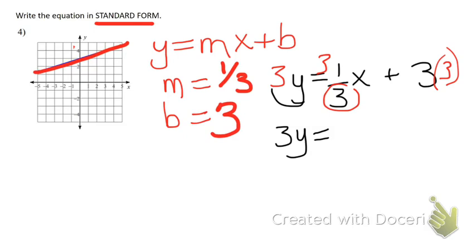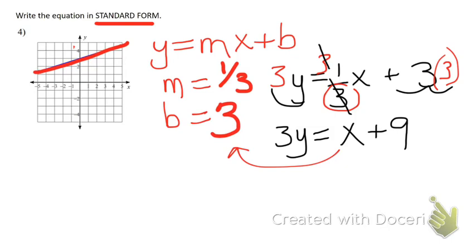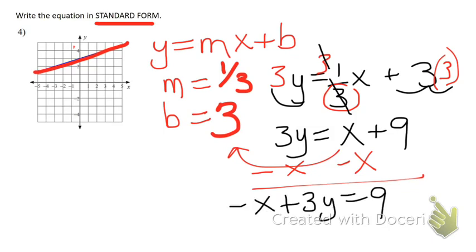For the x term, I have 3 times 1/3 x. You're multiplying by 3 and you're dividing by 3, so those cancel, and you get 1x, or just x. And then 3 times 3 is 9. Okay? Move the x term to the other side, so you can move it over and make it negative if you want to, or do the opposite. This is a positive x, so I'm going to subtract x on both sides. And I get negative x plus 3y equals 9.